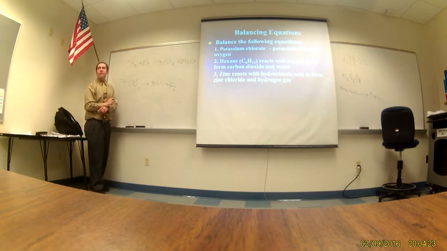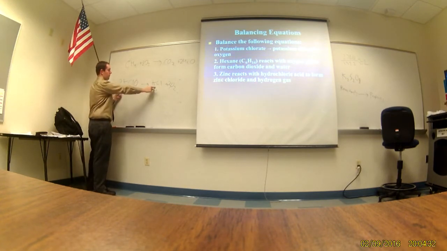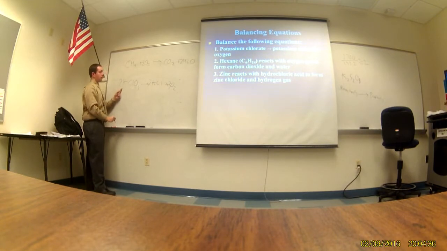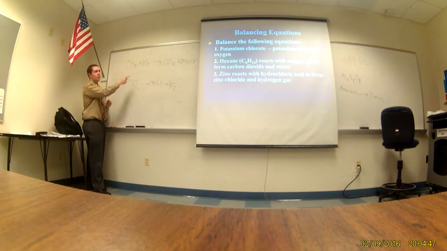Potassium is now off, because I messed up my potassium and my chlorine. How many potassiums do I have? 2. How many do I have here? 1. So what can I do? Put a 2 there. Now my potassiums and my oxygens are balanced. Are my chlorines balanced? Yes, I fixed the chlorines when I fixed the potassiums. So now I'm balanced.